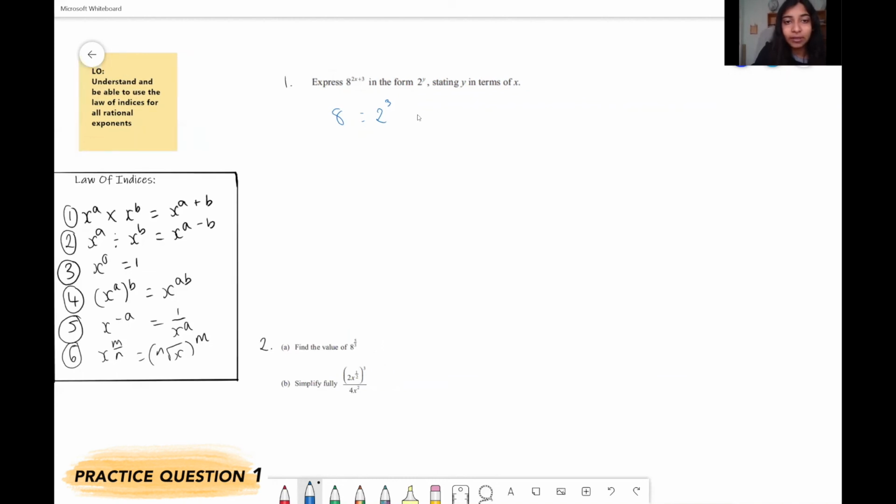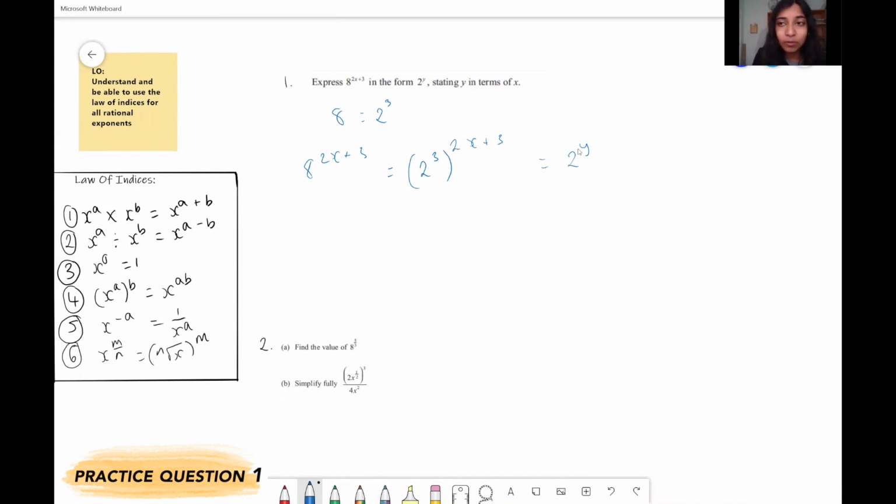So then you would get 8 to the power of 2x plus 3 is equal to 2 to the power of 3, and then because the whole of 8 is to the power of 2x plus 3, this will also be to the power of 2x plus 3. And you want that in the form of 2 to the power of y. So now we've done that, we've got the same base. Now we just want to deal with what power this would be, how to write this 3 and 2x plus 3. You just want to equate that with y.